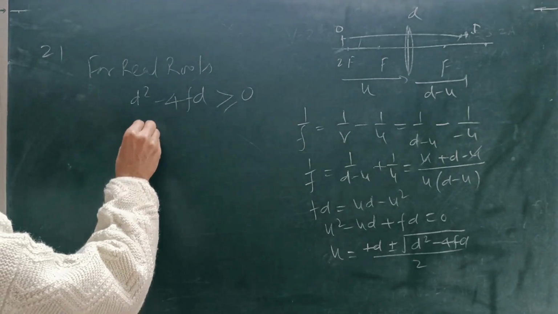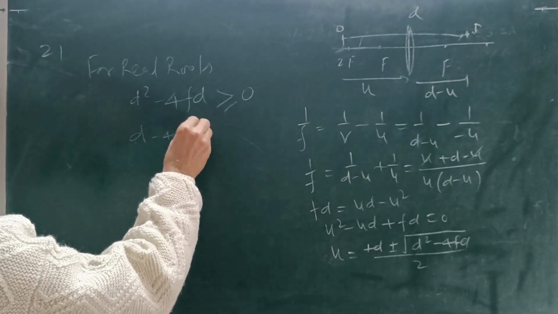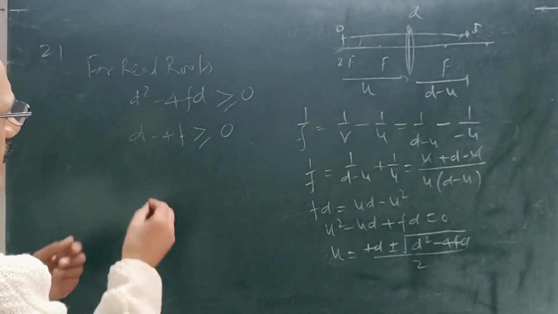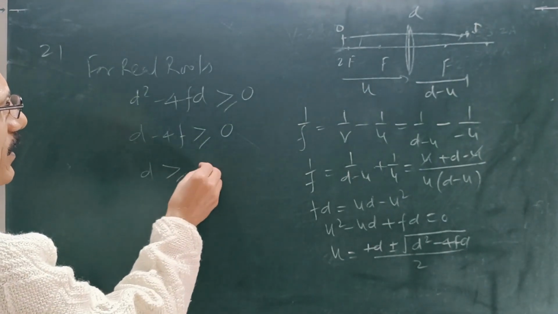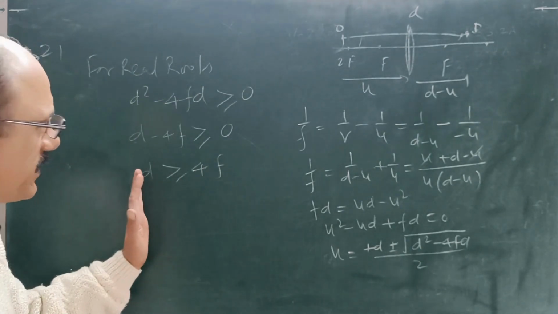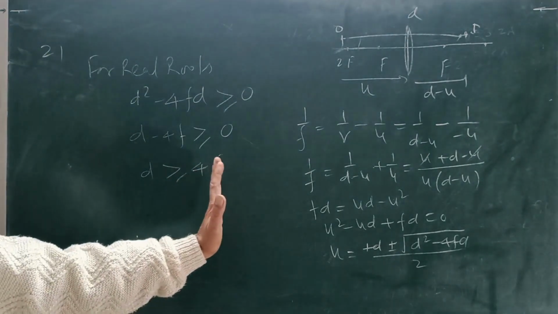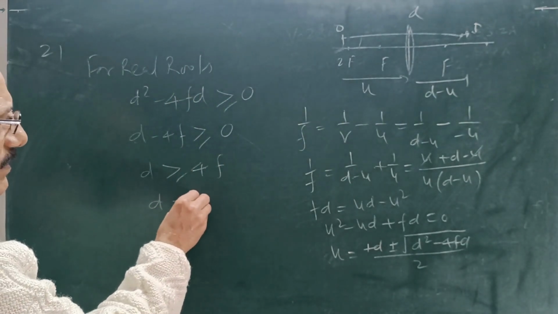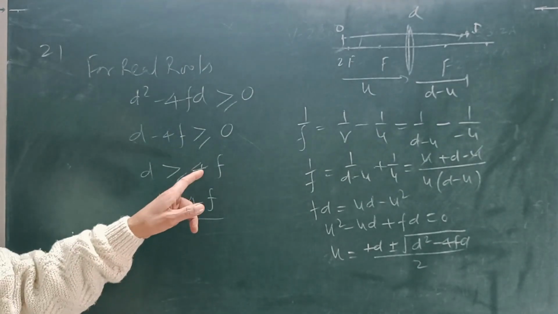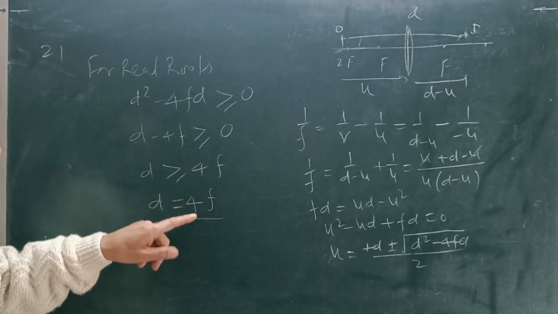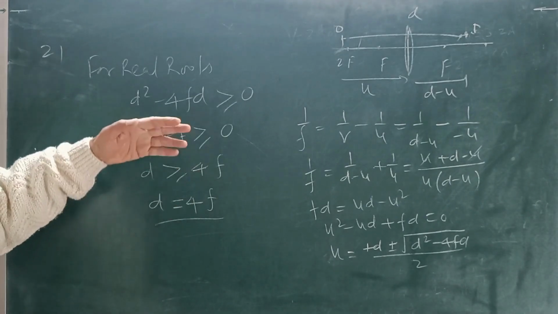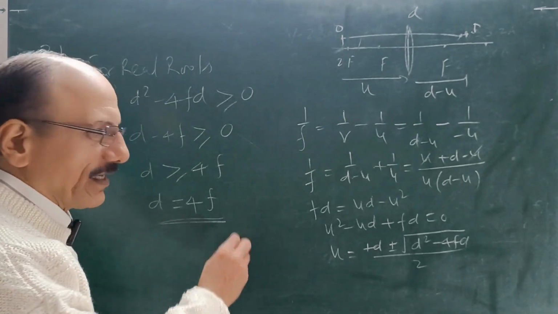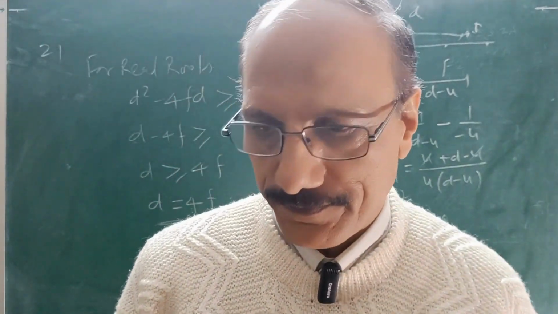That means d minus 4f should always be greater than or equal to 0. So that means d should always be greater than or equal to 4f. That means d may be anything larger, but the least value is 4f. So equal to will be the least one, and more than that will go up to infinity, as I have already explained. So mathematically also it has been proved.